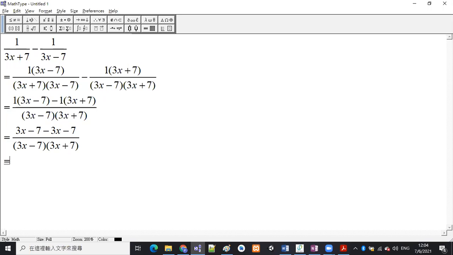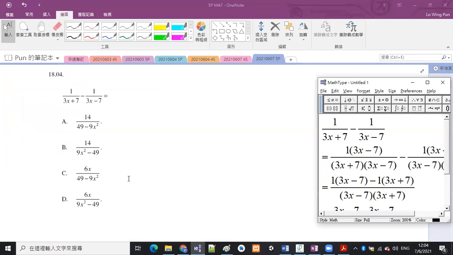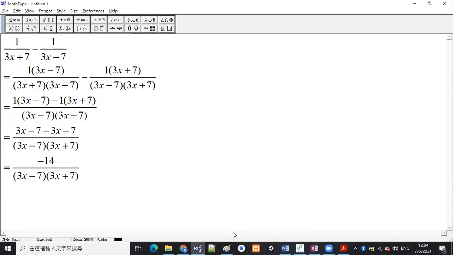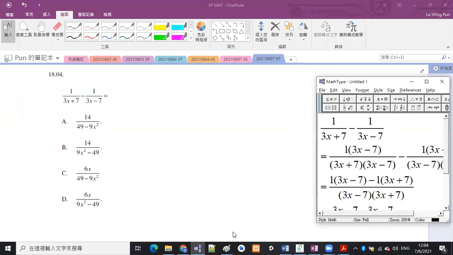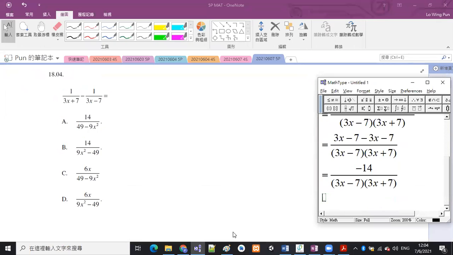And then we have -7 minus 7, which will be -14 over 3x minus 7 times 3x plus 7. If this is a long question, then this will be the final answer. But this is a multiple choice question, right? So you need to make sure you have the options, which is exactly the same as your answer.